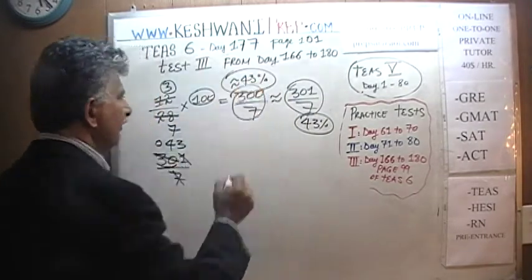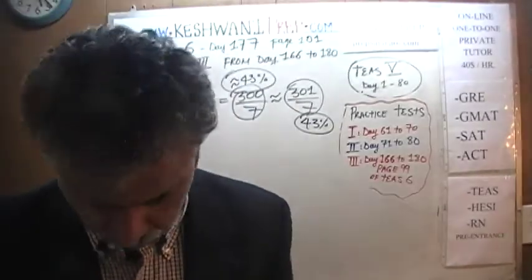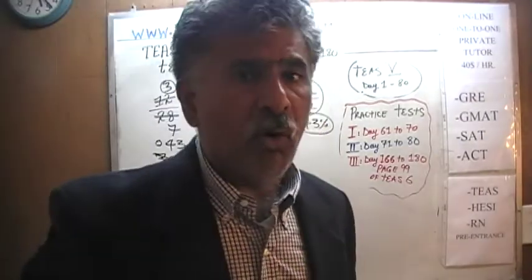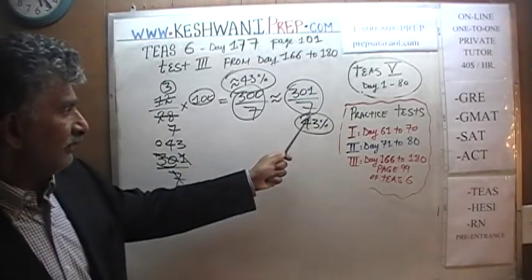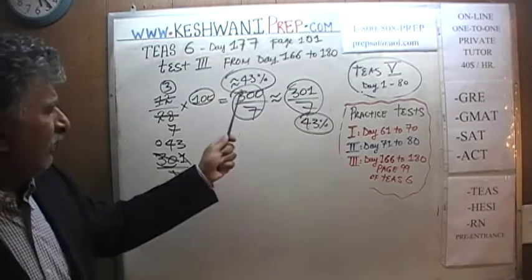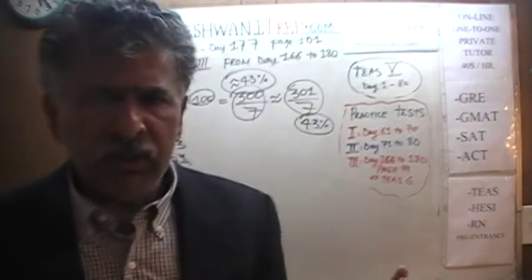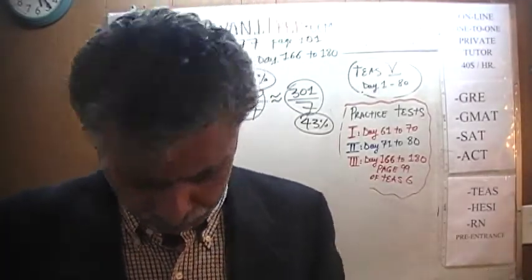So look at your answer choices and find an answer choice that gives you something very close to 43. Just a little under 43. Why a little under? Because we are overestimating. We are overestimating because in reality, the quantity that we're dealing with is not 301 divided by 7, it is 300 over 7. So the correct answer is going to be slightly less than 43. Whatever answer choice that you see that is slightly less than 43, there is only going to be one, and that's your answer.